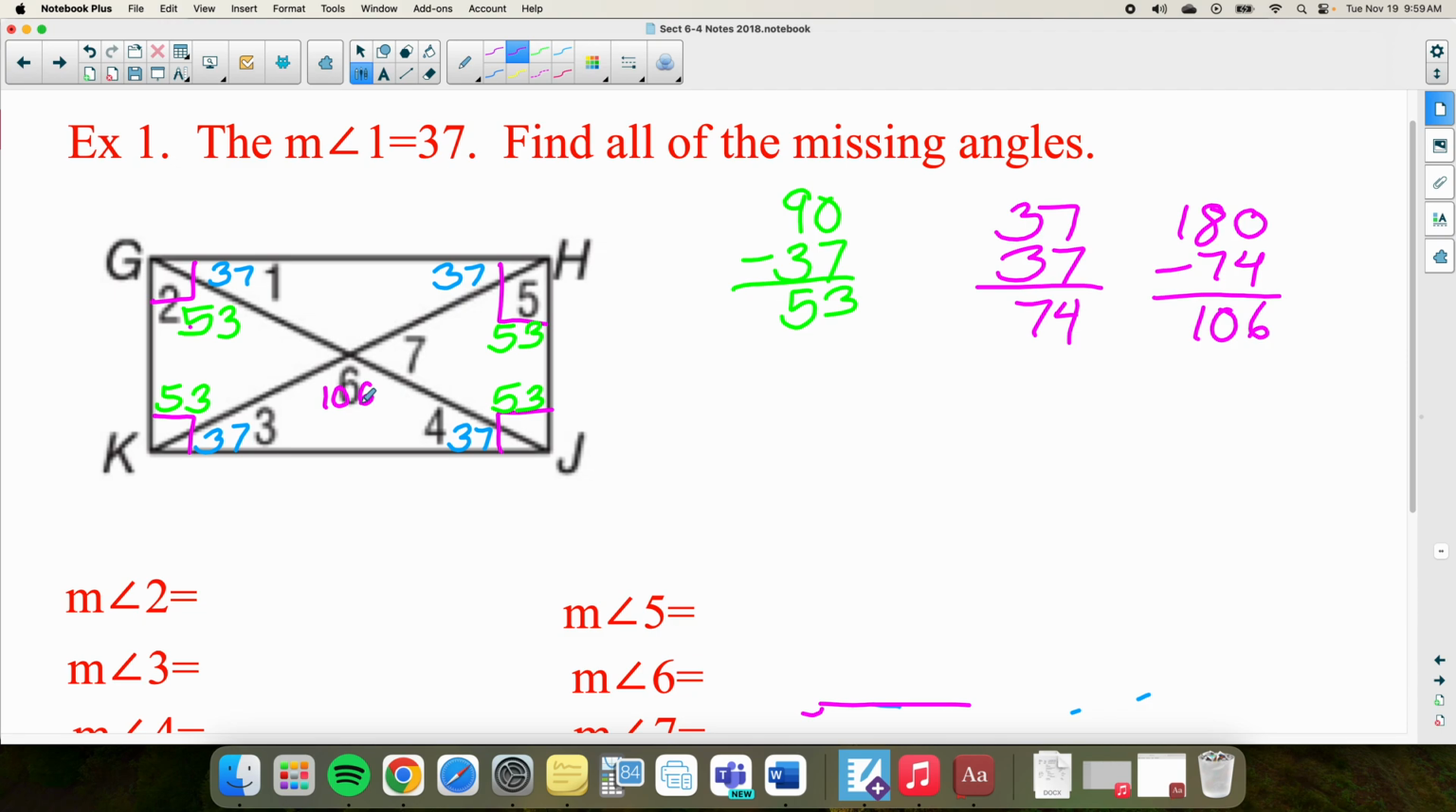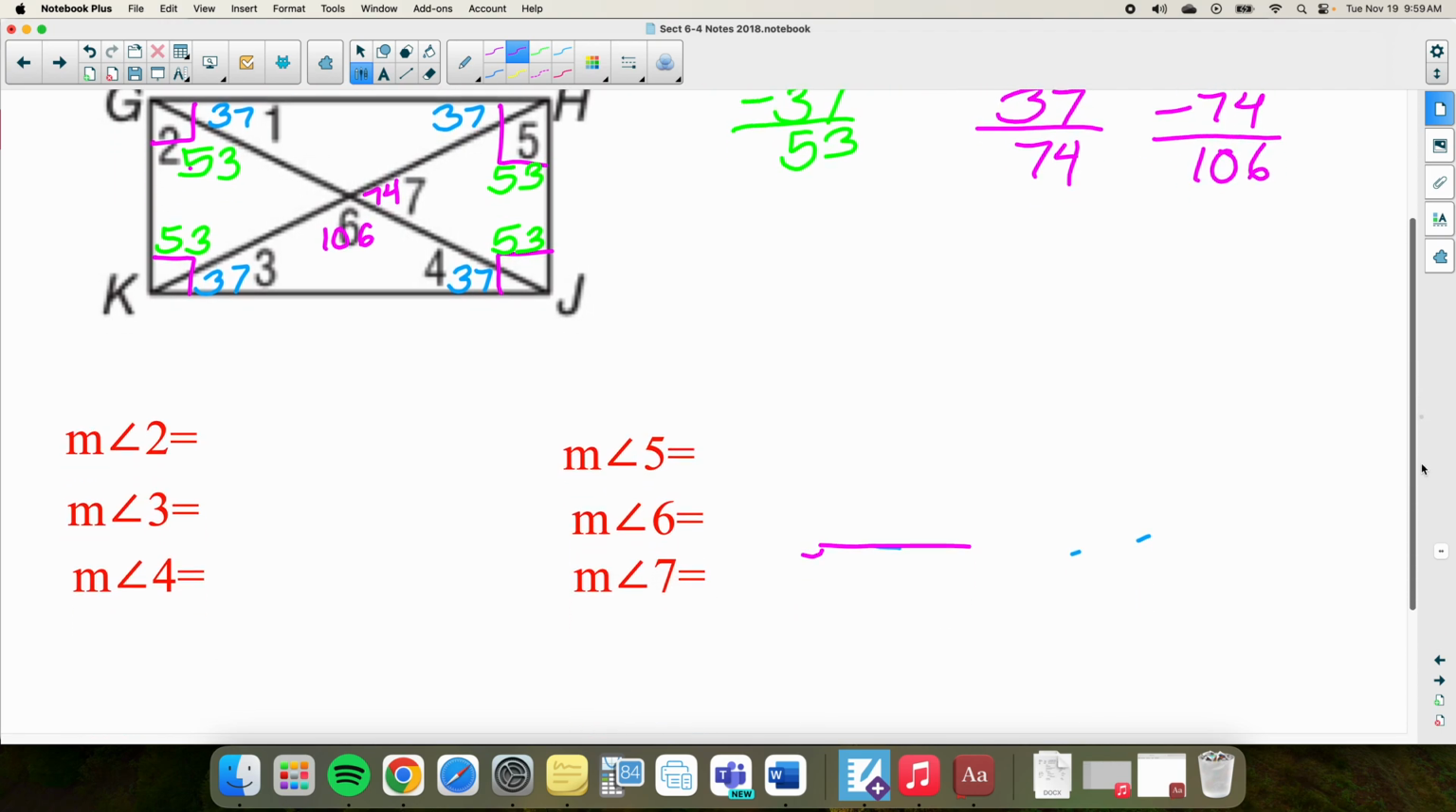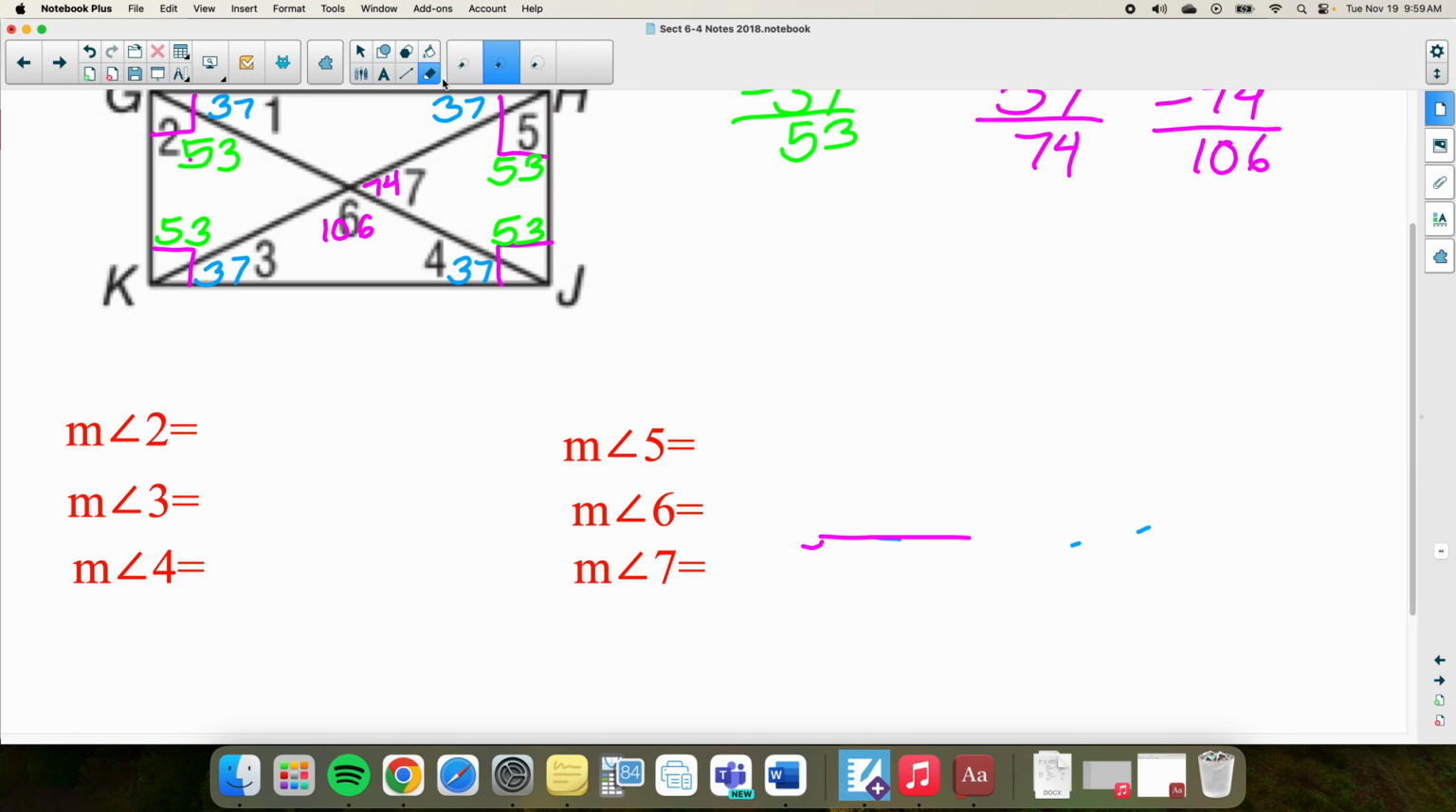Then, would I be able to find angle 7 if these two form a line? Right? Don't they add up to 180 if they form a line? So if this is 106, this is 74. So let's just go down and write that in.